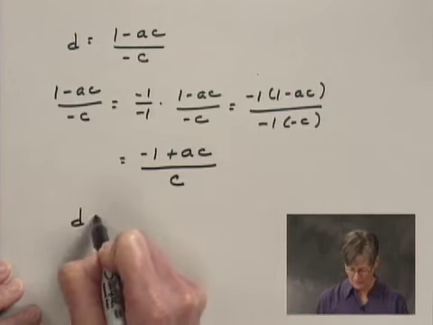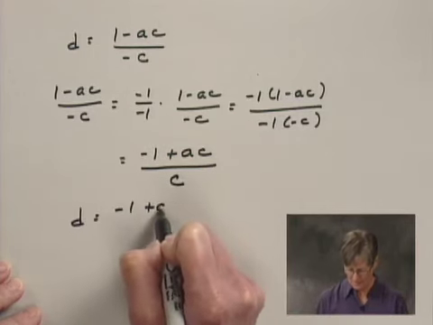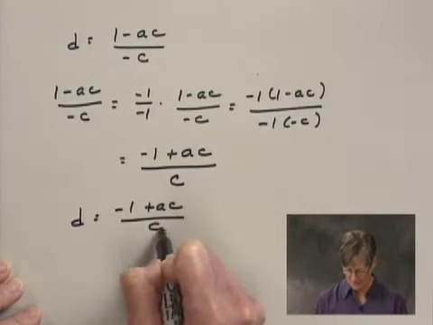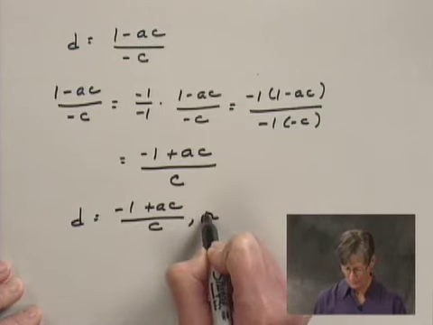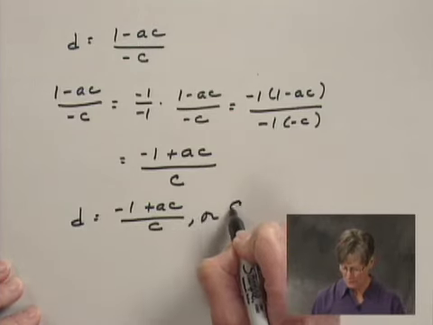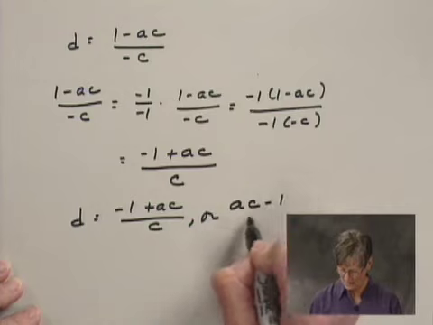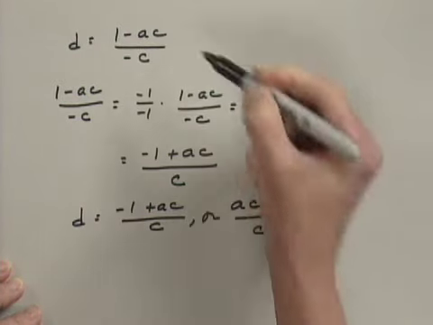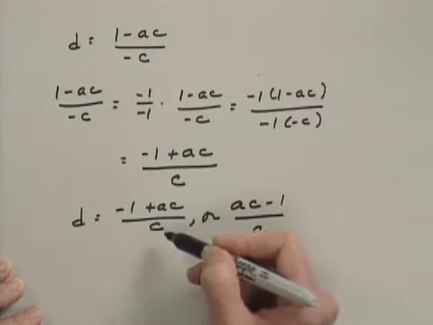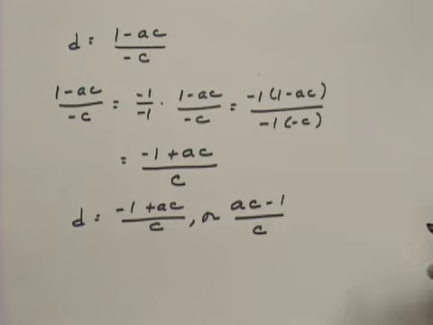So we can say that d is equal to negative 1 plus ac over c, or if I write it with the ac term first in the numerator, I could also write this as ac minus 1 over c. So this form, or this form are all acceptable correct answers for the solution of this formula.